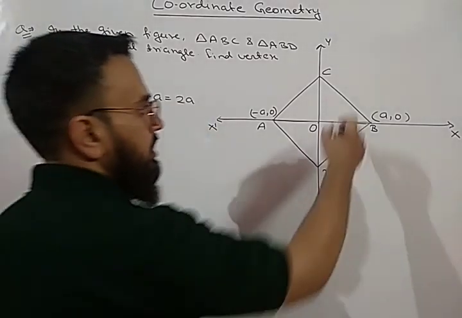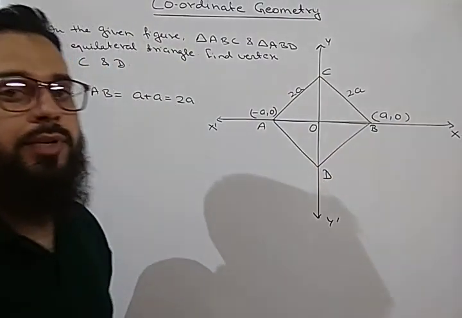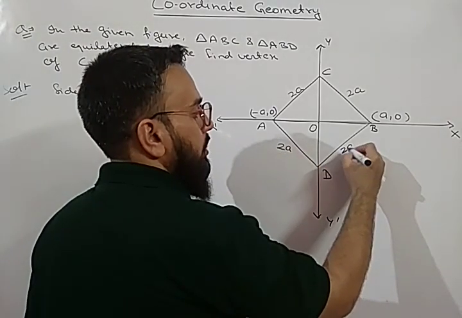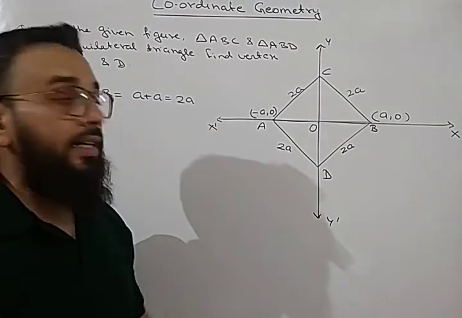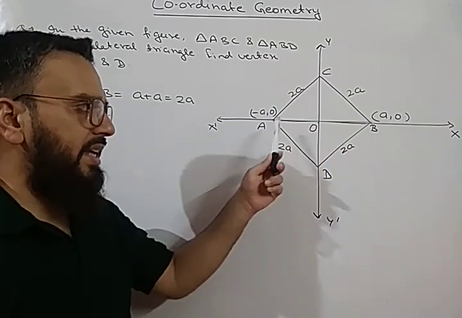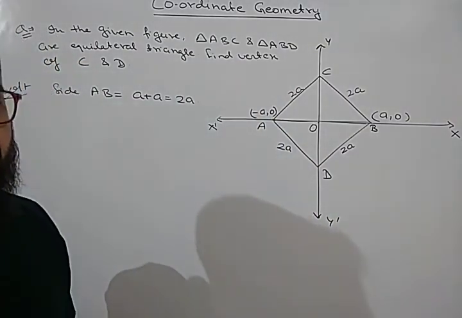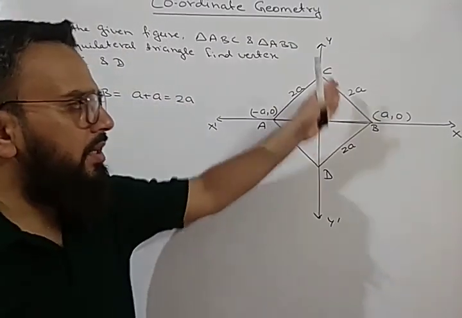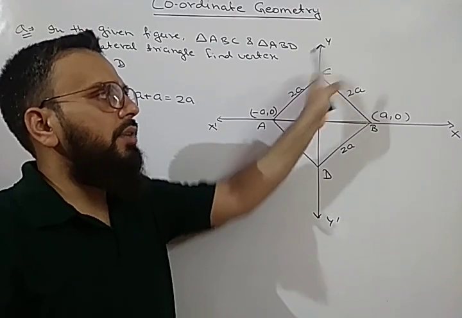It means this side BC will also be 2a and AC will also be 2a because it is an equilateral triangle. Similarly, AD will be equal to 2a and BD will also be equal to 2a. All these sides will be 2a and it will form a rhombus. It may also be a square, but I am taking it as a rhombus. ACBD will form a rhombus. Okay. Now we have to find the vertices C and D. So if you find the vertex C, then its mirror image will be D. So we only have to find the vertex C.